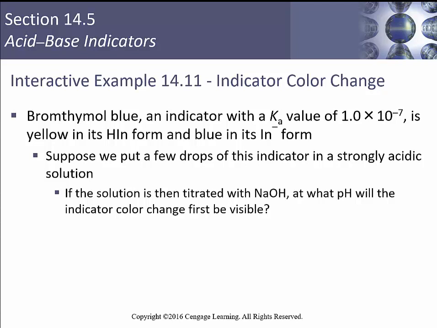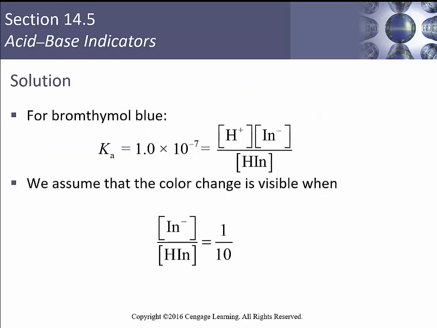And the question is, at what pH is that going to first happen? That's going to be related to the Ka value of that indicator. So we're going to assume that a noticeable color change is visible when our ratio is in a 1 to 10 configuration.